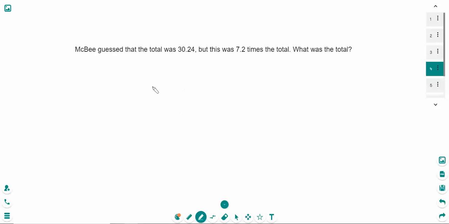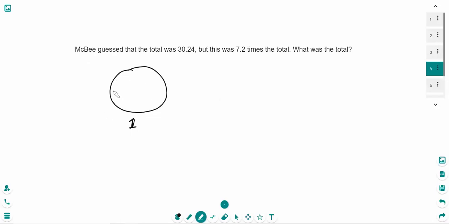All right, so McBee guessed that the total was 30.24. But this was 7.2 times the total. What was the total? Okay, so we have our first bubble. Well, let's just, I guess we'll go into the black here. Our first bubble, and remember we're going to call this kind of the one bubble, the whole bubble. And then we're going to have our second bubble. We're not sure yet whether it's going to be a divided one or a double bubble. So let's look at the problem.